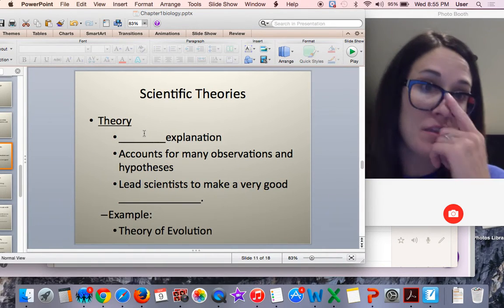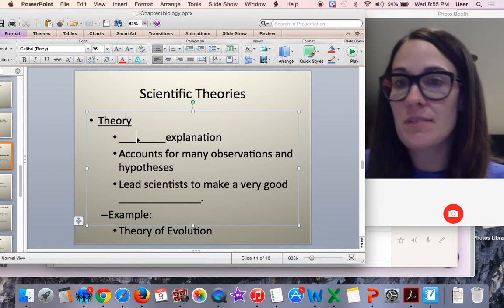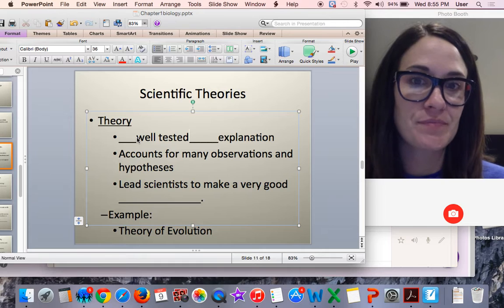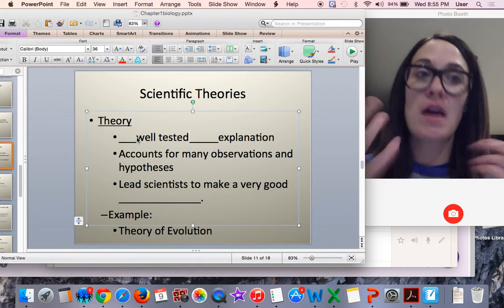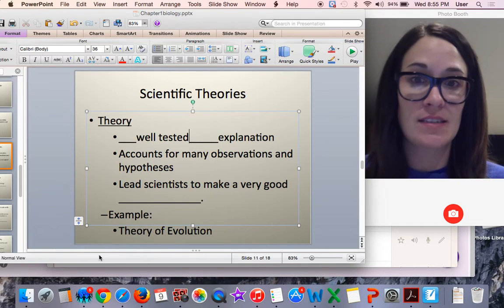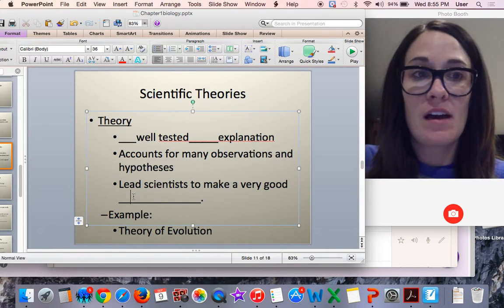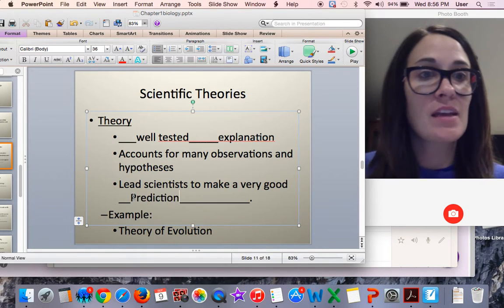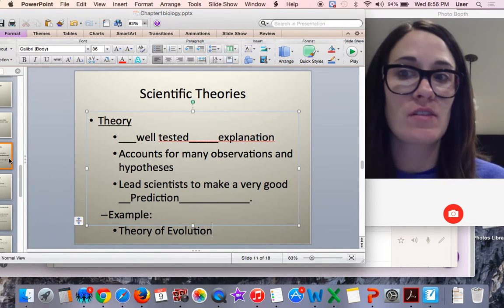What's the difference between a theory and a law? A theory is a well-tested explanation about something. It accounts for many observations that have taken place and many hypotheses that have been tested. What a theory essentially is, it's led scientists to make a very good prediction. An example that we're going to talk about in biology is the theory of evolution.